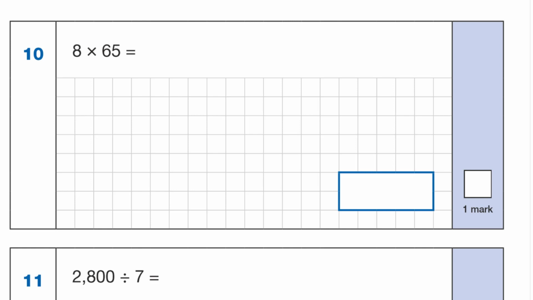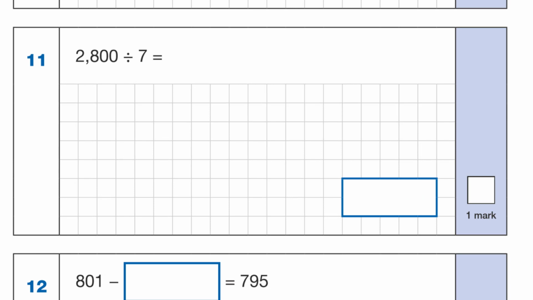Question 10, 8 times 65. So this is just a short multiplication. I'm going to just make sure that you set it out correctly and that you do your times tables accurately. So 5 times 8 is 40. 6 times 8 is 48. Plus your 4 is 52. So this is really just knowing your times tables, being able to add correctly and being able to lay it out correctly. So the final answer is 520.